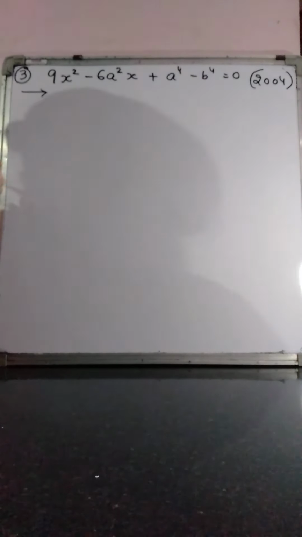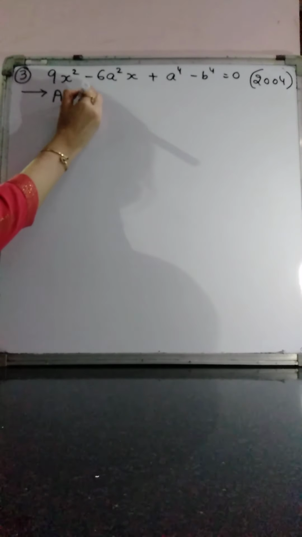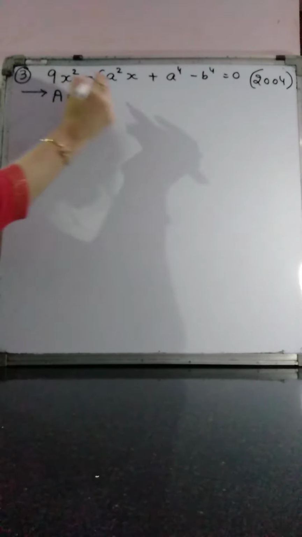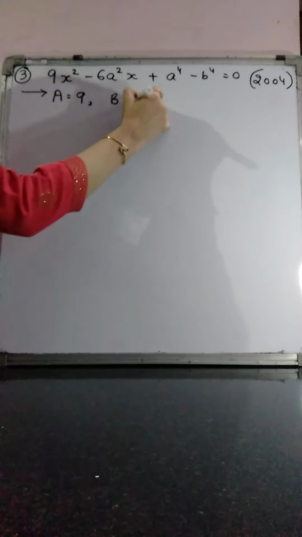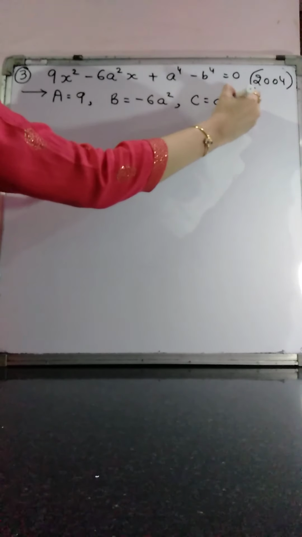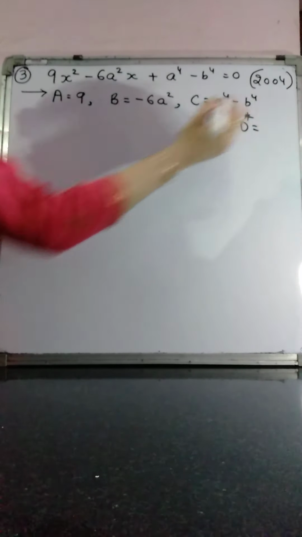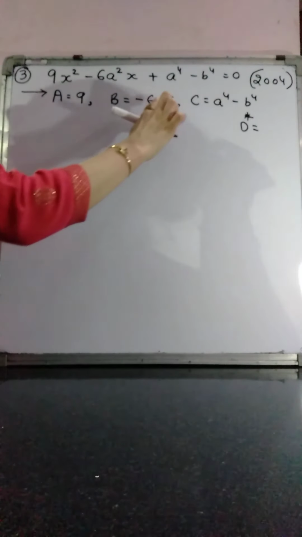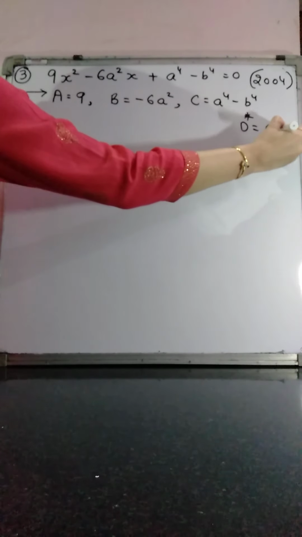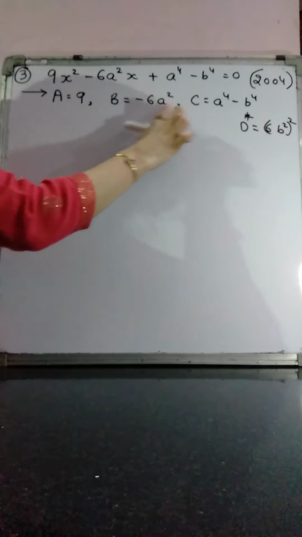Now the third question is this. First of all, write the values: A is 9, the value of B is −6A², the value of C is A⁴ − B⁴. Without solving, by the trick, we can get the value of D: substitute A by B.